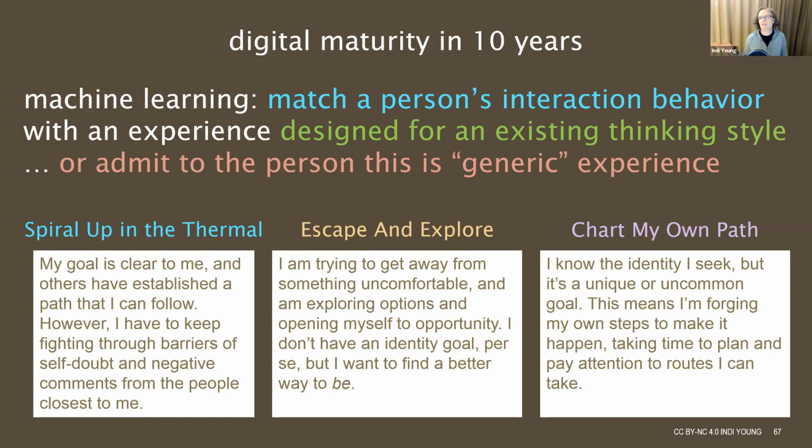And what I'd like to do is, yeah, maybe we can use machine learning to recognize when somebody seems to be behaving according to a certain thinking style that we have already researched, and we can send them down that path that we designed for that thinking style, or at least tell them, hey, right now you're on the generic experience pathway, and tell us some more about yourself and we can get you on a more specific one. And I'm just showing the personal identity change thinking styles down here, just to give you an example.